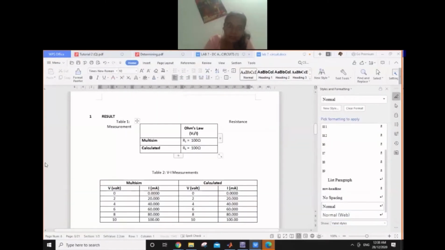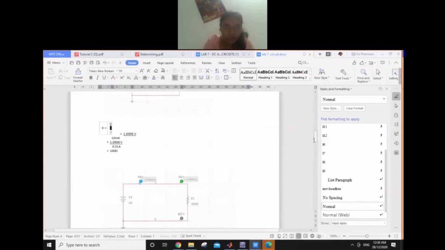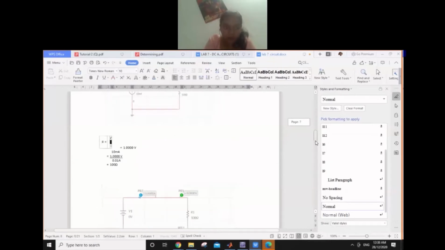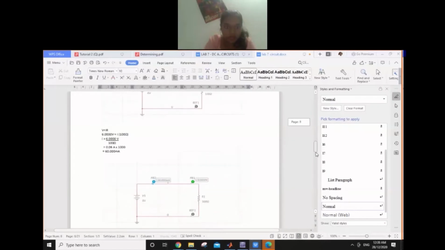So the resistance is 100 ohm, and the calculated value is also 100 ohm, and the calculations are here. To calculate the resistor, basically we have to use the formula V equals IR. So when you want to calculate the resistor, it's voltage divided by the current. So that's the formula for part 1. You can pause the video and have a look here.